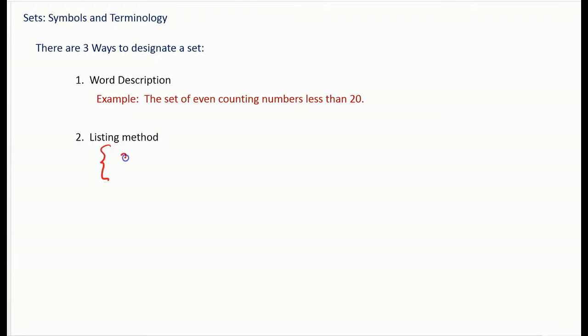So we're talking 2, 4, 6, 8, 10, 12, 14, 16, 18. Now, do we include the 20? No, because it says the set of even counting numbers less than 20, not less than or equal to 20. So that is a listing method.